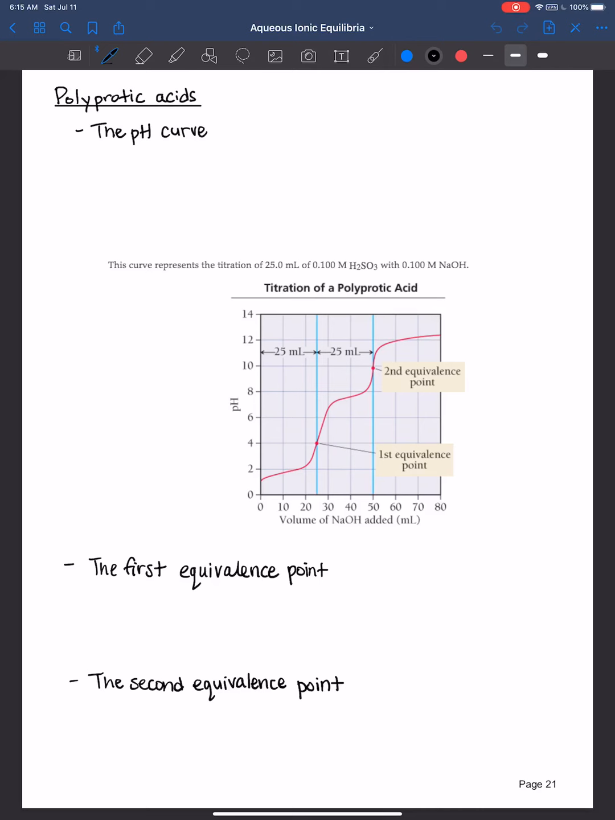Hello everyone, welcome back. In this video, I wanted to give a short introduction to polyprotic acids and their titration curves, and then I will dive into solubility equilibria. So, polyprotic acids will have a pH curve that has more than one equivalence point.